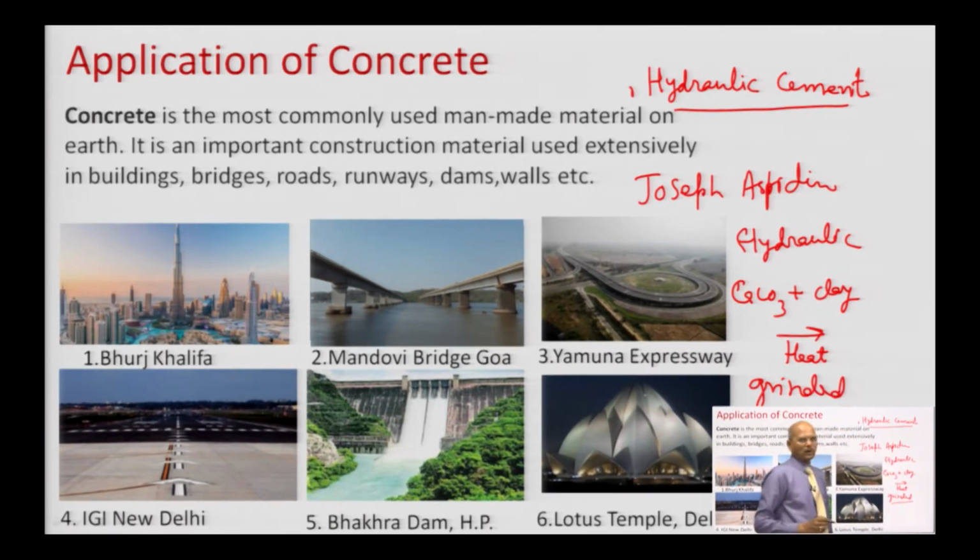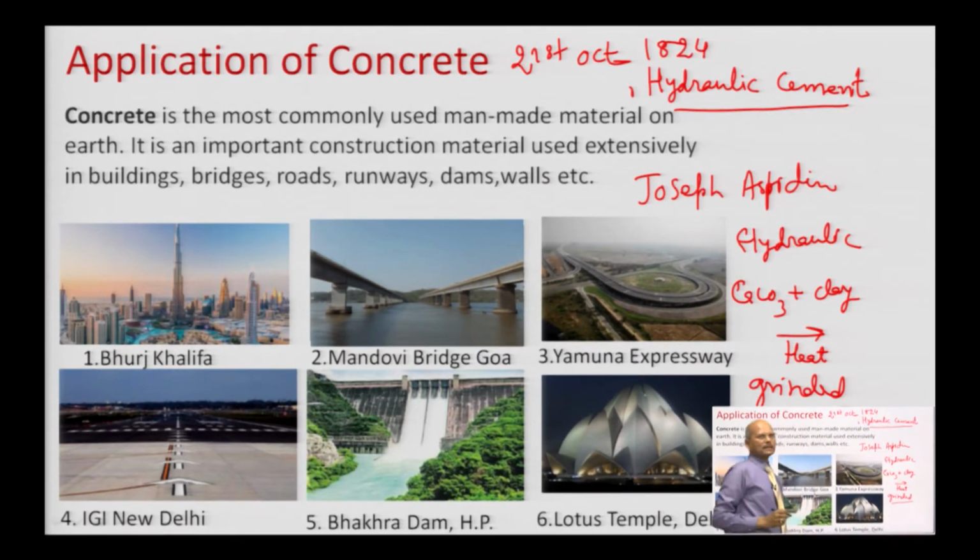The ground powder he mixed with the water, and he got a hard substance, and the color of this hard substance was similar to the stone available at the place Portland. So, on 21st October 1824, he patented this cement, named Portland cement.